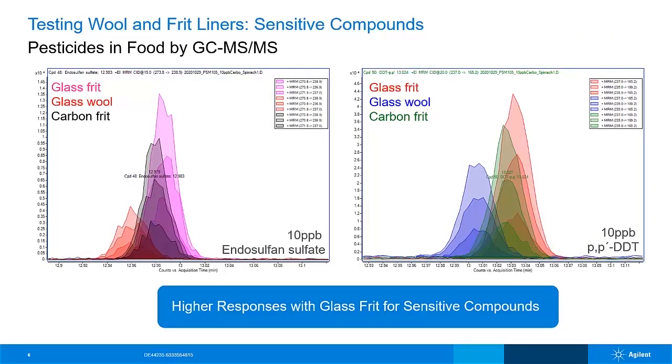Furthermore, we did a similar style of analysis looking at pesticides in food, comparing splitless glass frit, glass wool, and carbon frit liners of similar styles. We were looking at food matrices that included spinach, plum, orange, and onion. Here we have 2 sensitive compounds that are prone to degradation, endosulfan sulfate on the left and DDT on the right. The glass fritted liner had higher responses at 10 part per billion for these sensitive compounds compared to the similar style liners with glass wool or carbon frits.